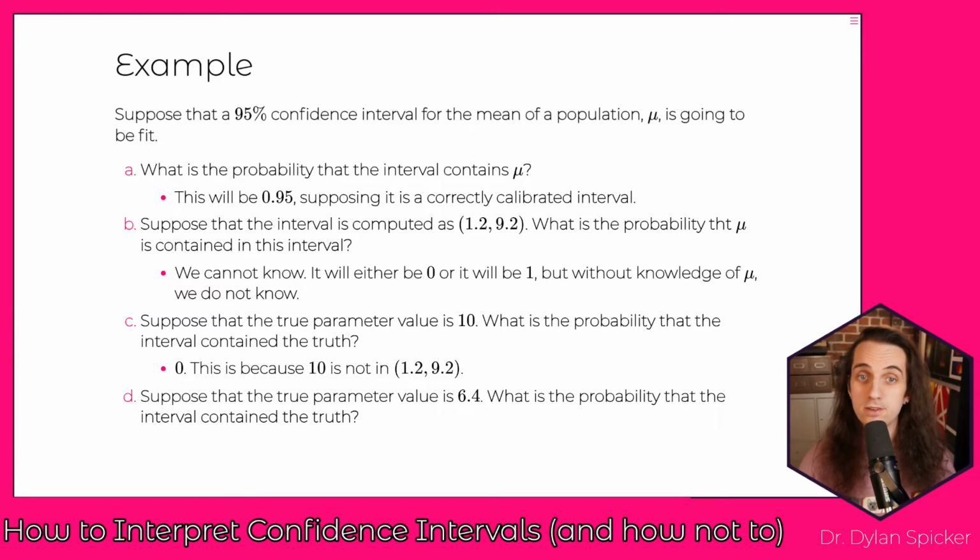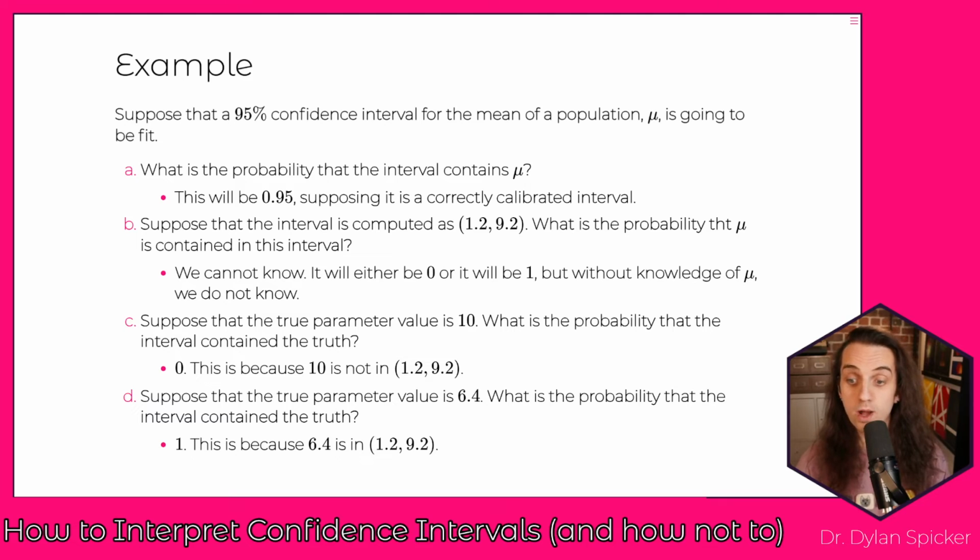What if the true value was 6.4? So the actual truth we somehow come to learn is 6.4. Well, 6.4 is inside of this interval. And because 6.4 is inside of that interval, we can say there's a 100% chance. The probability is 1 because 6.4 actually is in the interval. So we start with the 95%. Once you've calculated it, it's going to be a 0 or 1. It's a 0 if the truth is outside of the interval, and it's a 1 if the truth is inside of the interval.